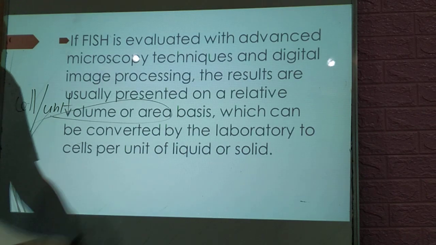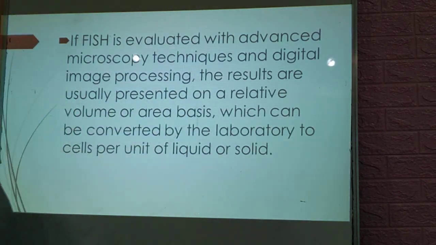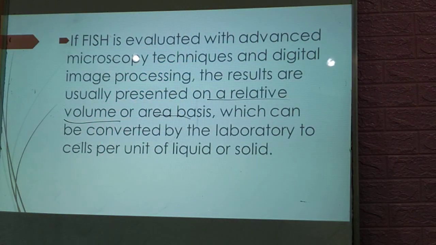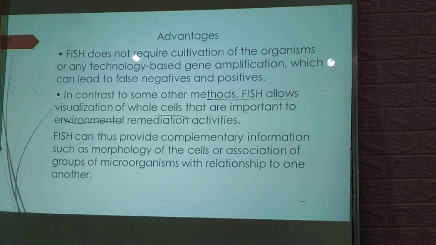But if fish is evaluated with advanced microscopy techniques and digital image processing, the results are usually presented on a relative volume or area basis, which can also be converted by the laboratory to cells per unit of liquid or solid. So usually relative volume or area basis. So it can be volume by area, or, of course, guys, we are talking about the usual counts with the use of automated machines. Okay, let's continue.